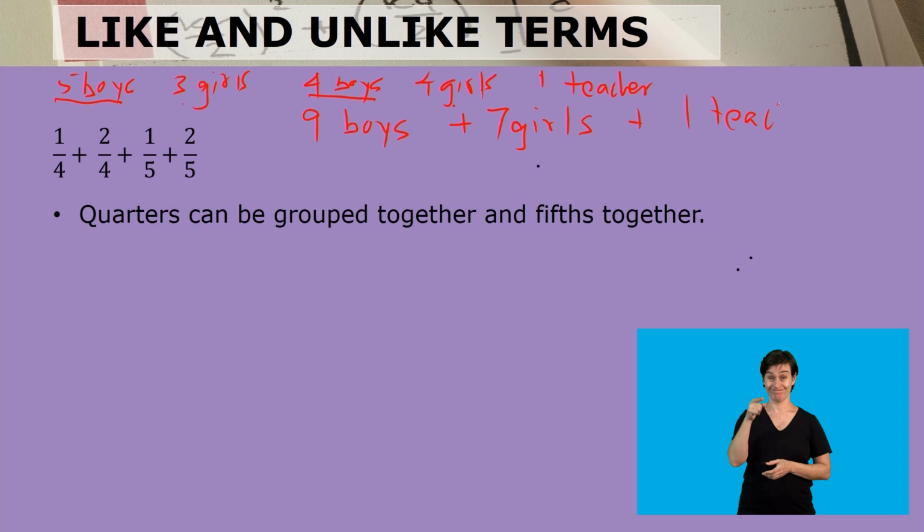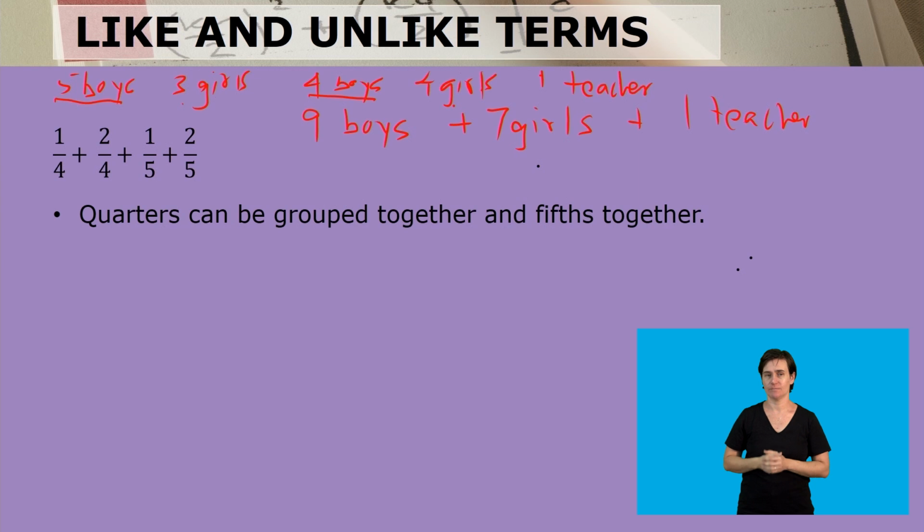So the teacher is unlike the boys and the girls. So the teacher cannot be grouped with them. So we'll group the boys together and the girls together. So when we speak of like terms, we are speaking of those. Let's look at that mathematically now.